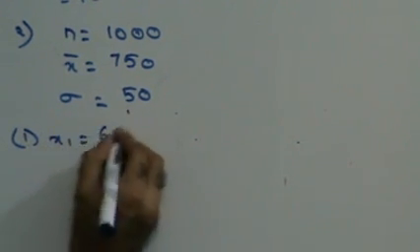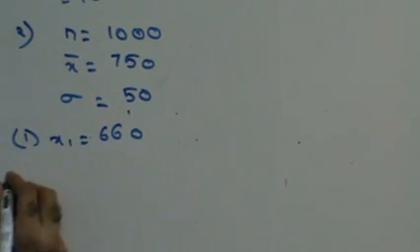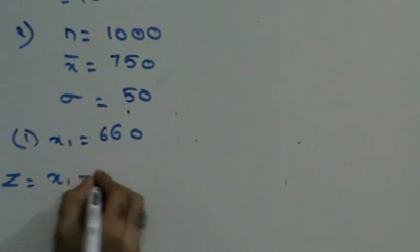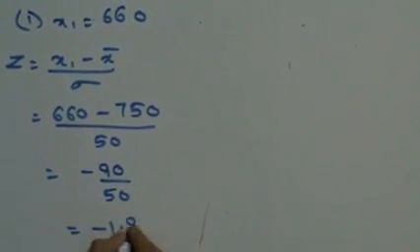So I'll say x1 is 660. Do we get this thing clear? x1 is equal to 660. This is given to you. Now I can find z, which is equal to x1 minus x bar upon standard deviation, that is 660 minus 750 upon 50. That is going to be nothing but minus 90 upon 50, that is negative 1.8.